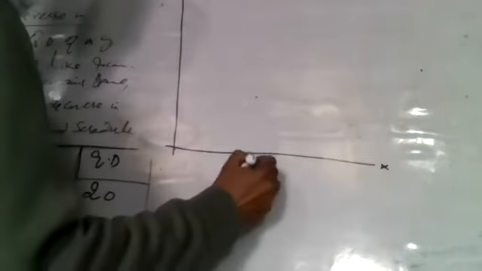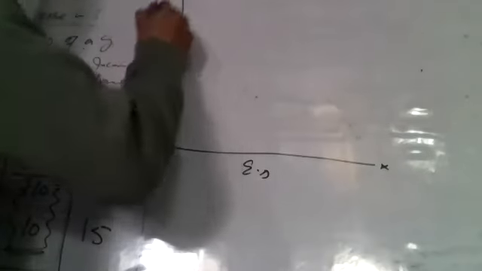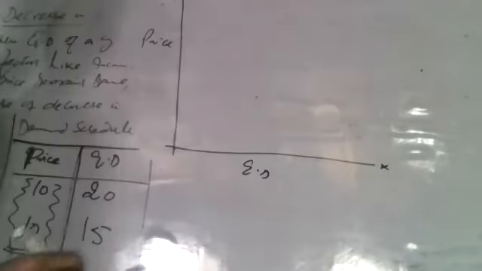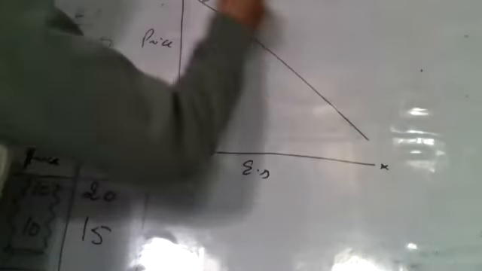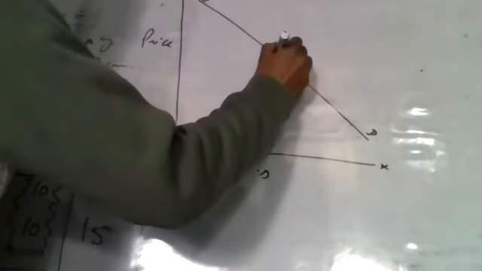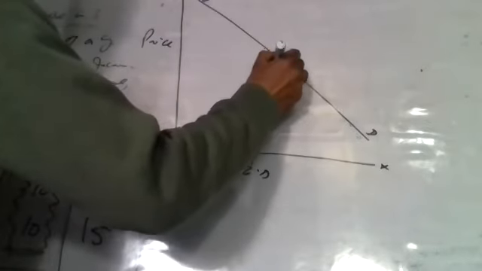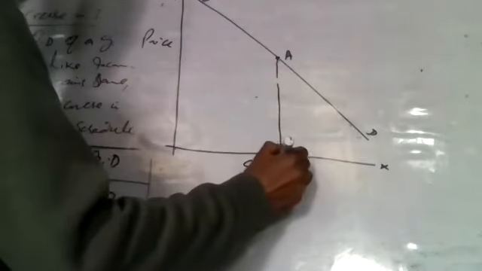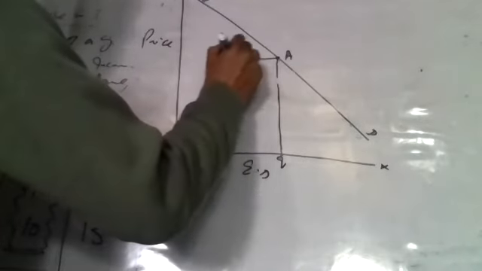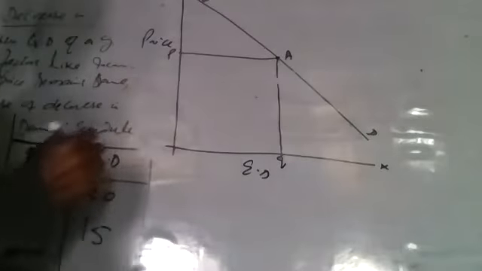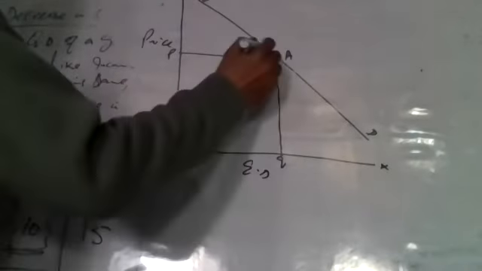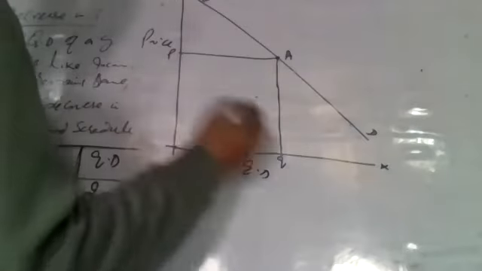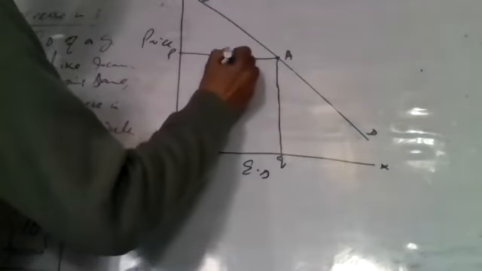Along OX, we measure quantity demanded, and along OY, we measure price. For example, we have a demand curve, DD. We are at point, for example, A here. OQ is demanded at OP price. Now let us decrease our demand. Our demand is OQ, or from P to A.